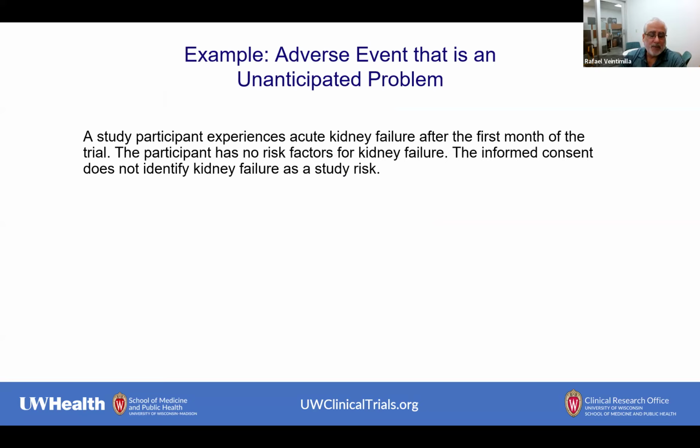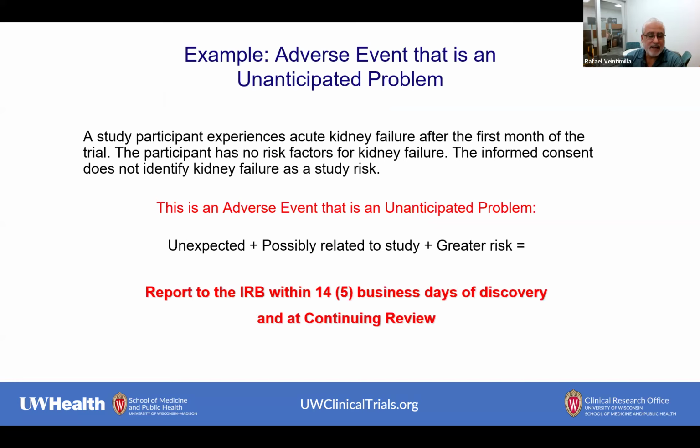So here's an example. A study participant experiences acute kidney failure after the first month of the trial. The participant has no risk factors for kidney failure. The informed consent does not identify kidney failure as a study risk. This is an adverse event because it's an unanticipated problem. It meets all three criteria as unexpected, possibly related, and greater risk. So we have to report it within 14 days.